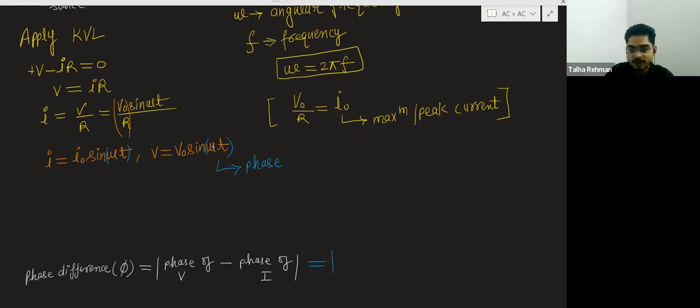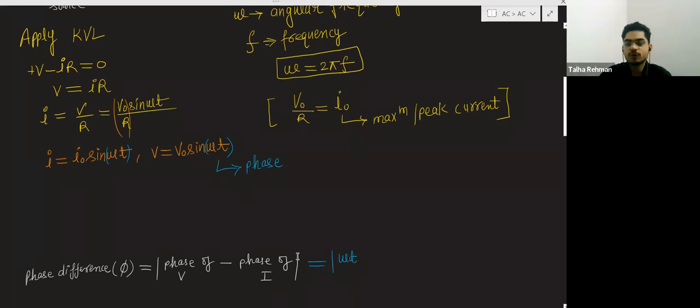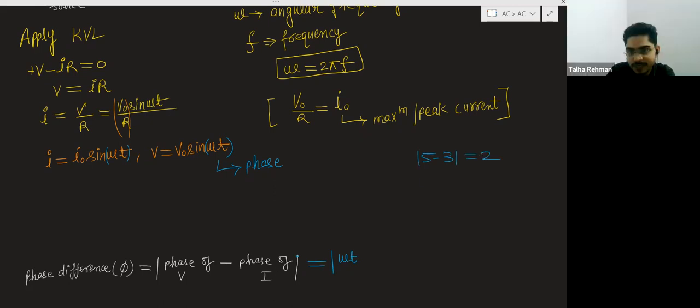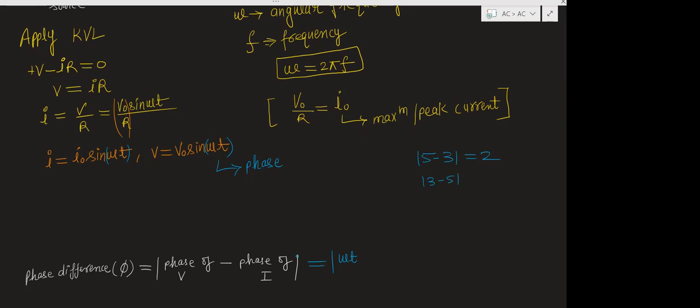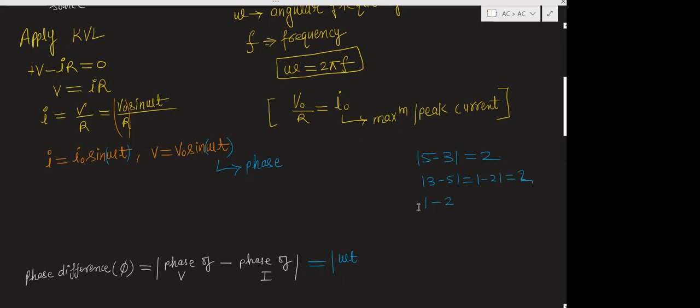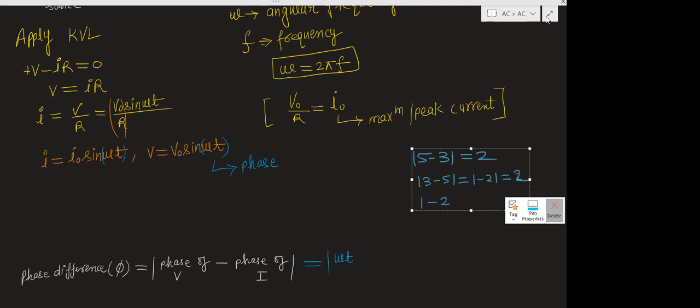Why are we writing the modulus here? Because we are interested in the difference. Suppose, for example, I want to calculate 5 minus 3, mod of that, I will get 2. If I am writing 3 minus 5, what will I get? Minus 2. And mod of minus 2 is equal to 2. I think you have understood what I want to say. We want only the difference.